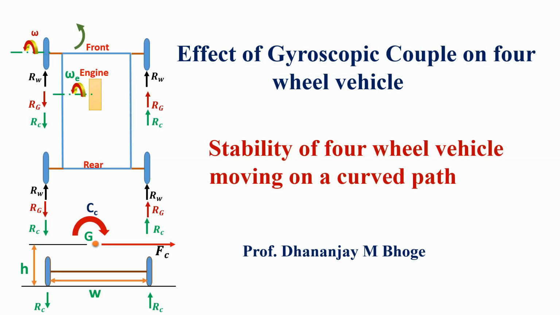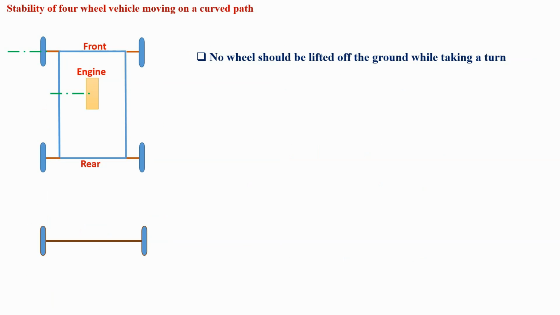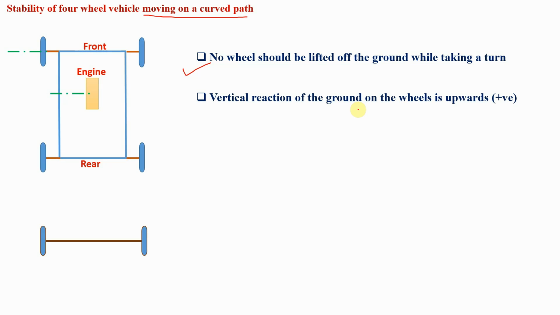In this session we will learn how to determine the effect of gyroscopic couple on a four-wheel vehicle. Now the condition to be satisfied by a four-wheel vehicle while it is moving along a curved path is that no wheel should be lifted off the ground while taking a turn. And this is possible only when the vertical reactions of the ground on the wheels are always positive, that is, they are acting upwards.